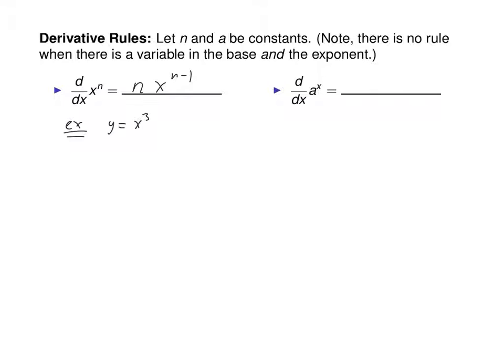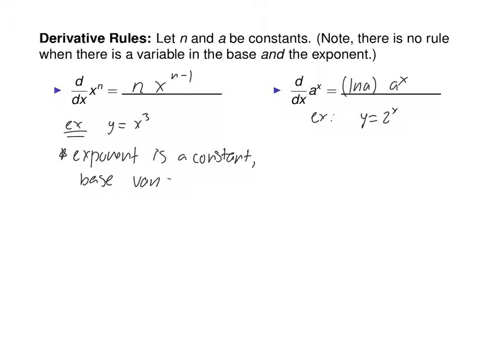So look at the next thing, a to the x. The derivative of that is natural log of a times a dx. So for example, y equals 2 to the x. The point with this one is that the exponent is a constant and the base is a variable.